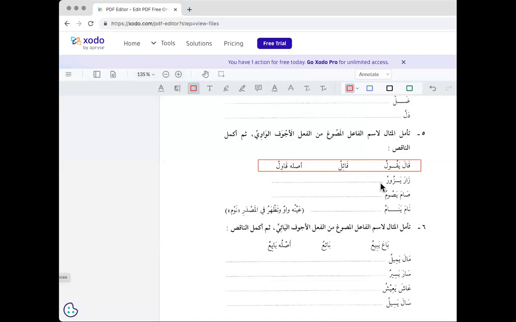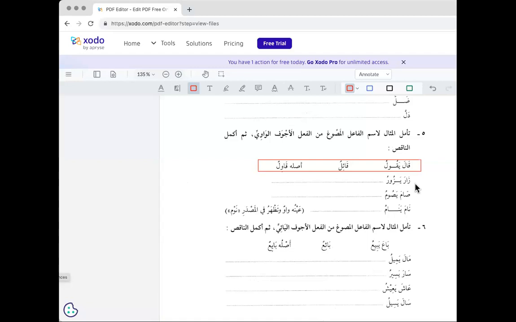So who can give me ism fa'il of zara yazuru? Zairun, yeah. Again, Fakhi? Zairun and... No, hold on. Why? Abdul Karim, you keep changing. You said Zairun, then you said Zairu. So which one do you want?